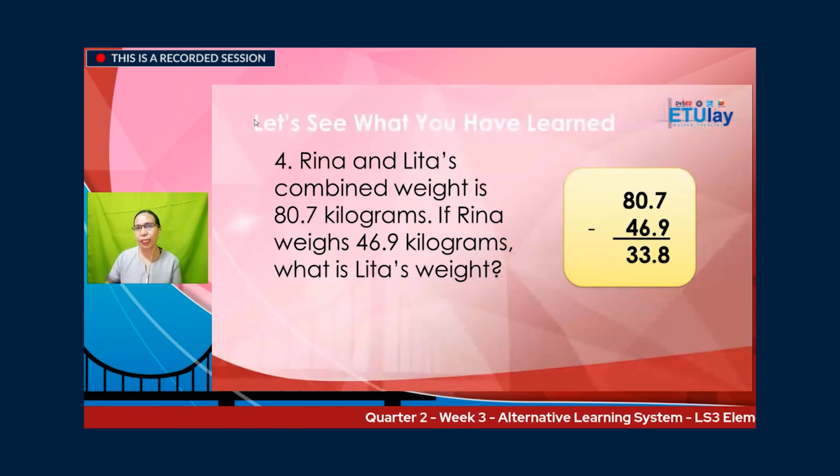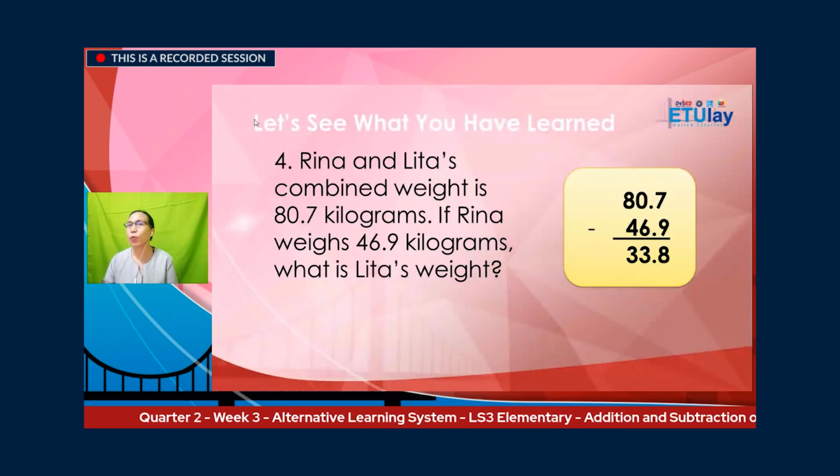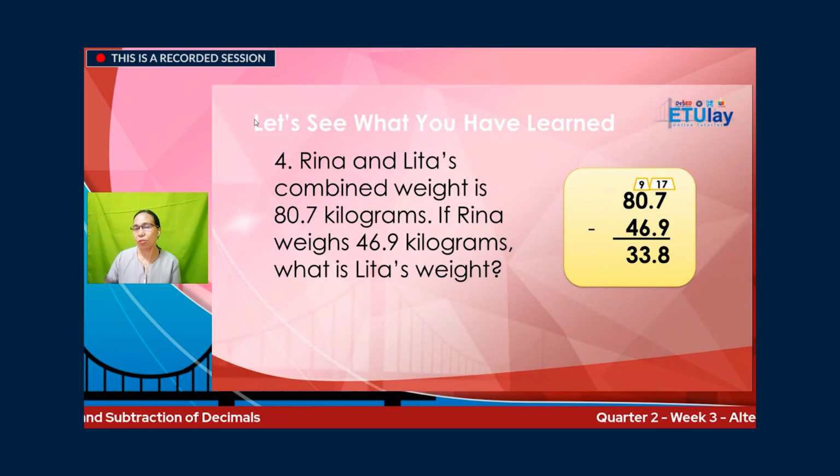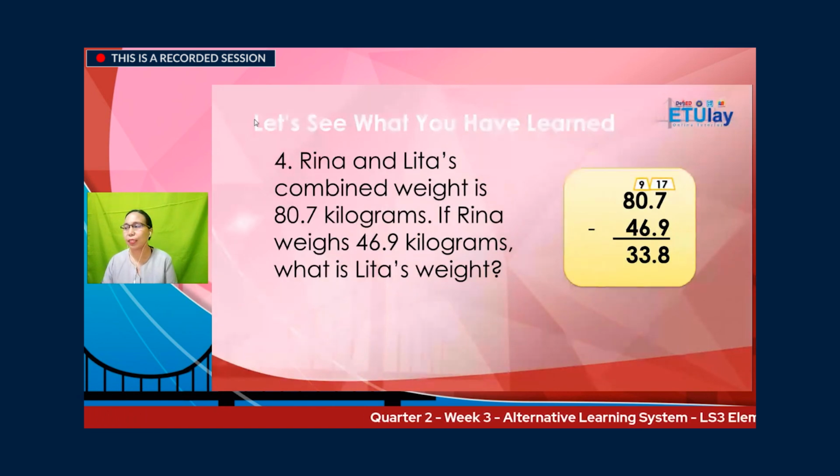7 minus 9 cannot be. We need to borrow 1 from 0. And 0 will borrow 1 from 8. So we got 17 minus 9, it's 8. And 0 will be equal to 9 minus 6, it's 3. And 8 is already equal to 7 minus 4, it's 3. That's why we got 33.8.